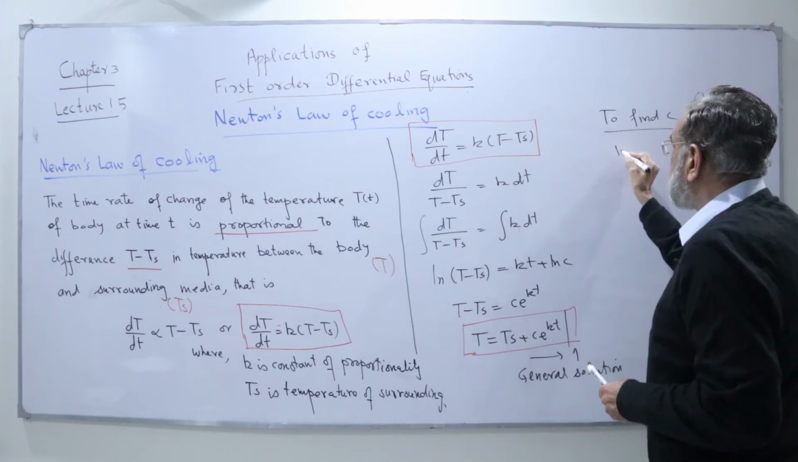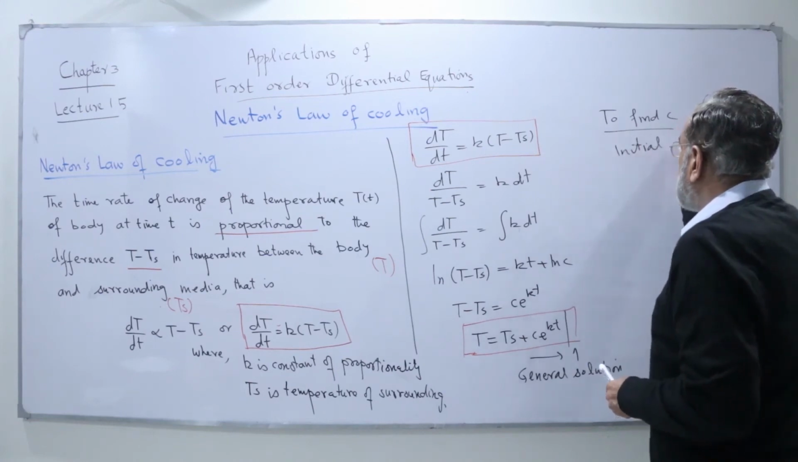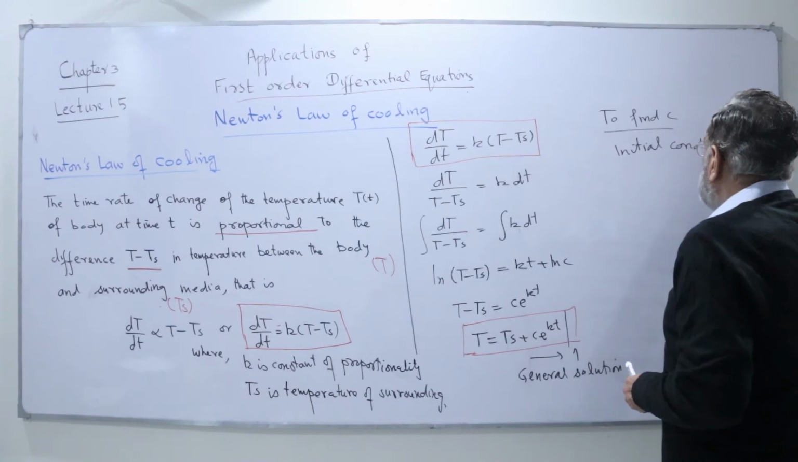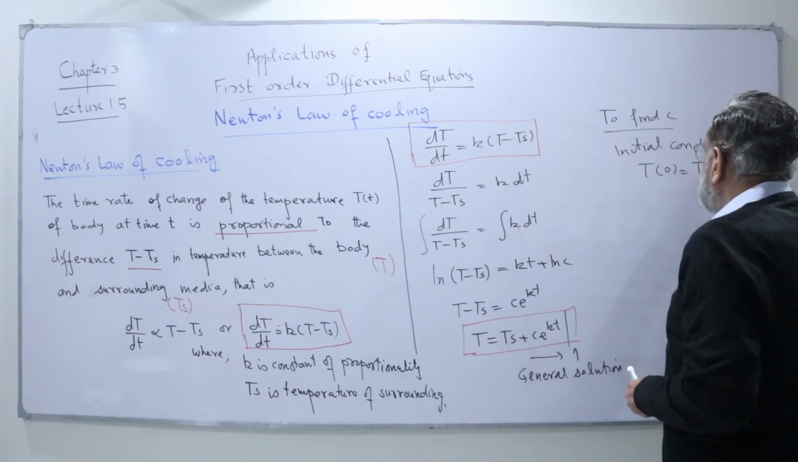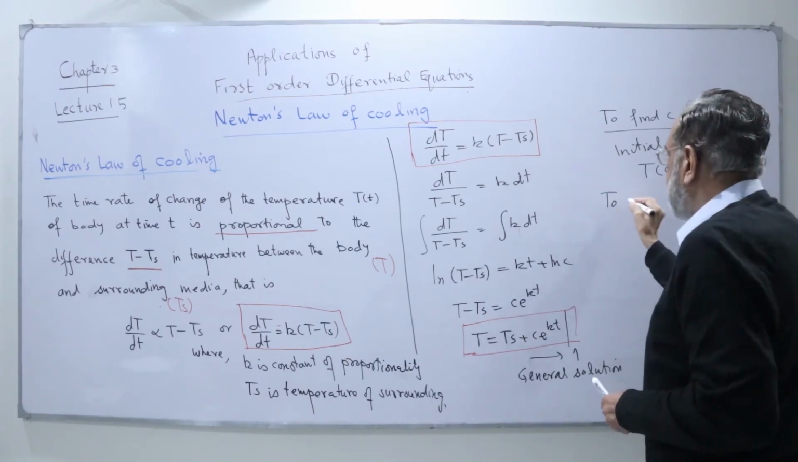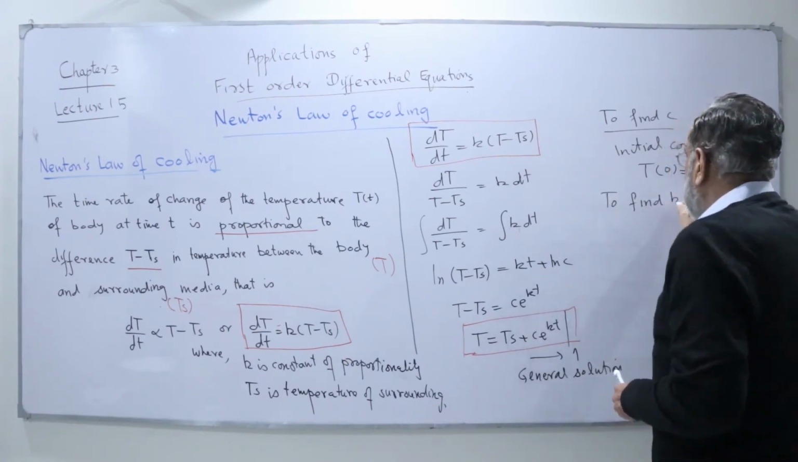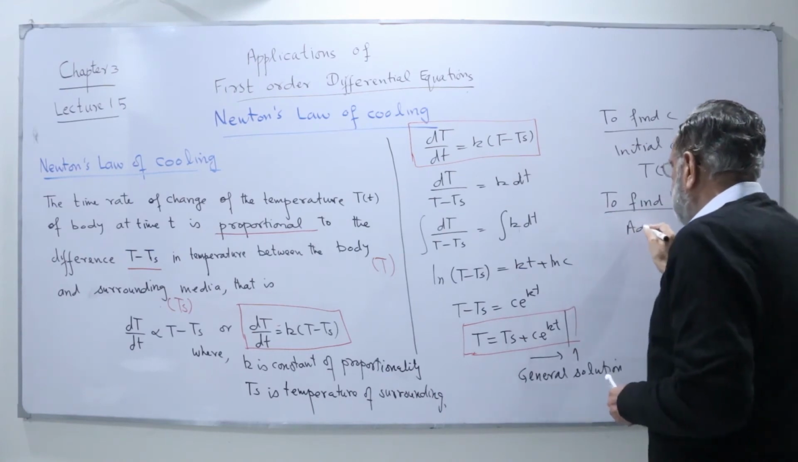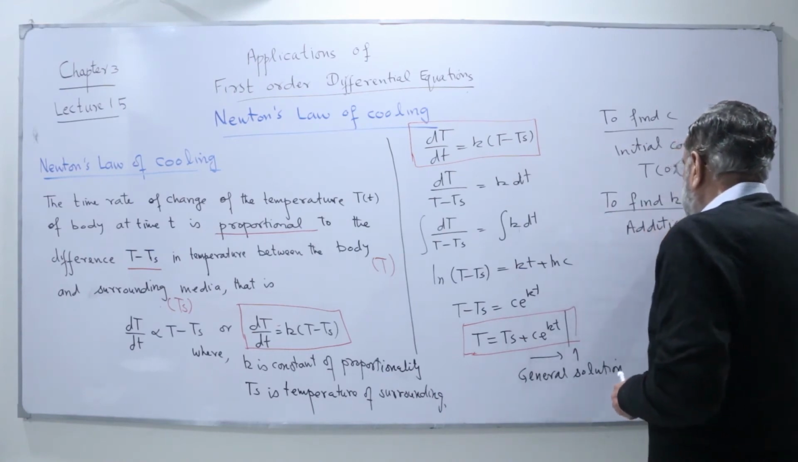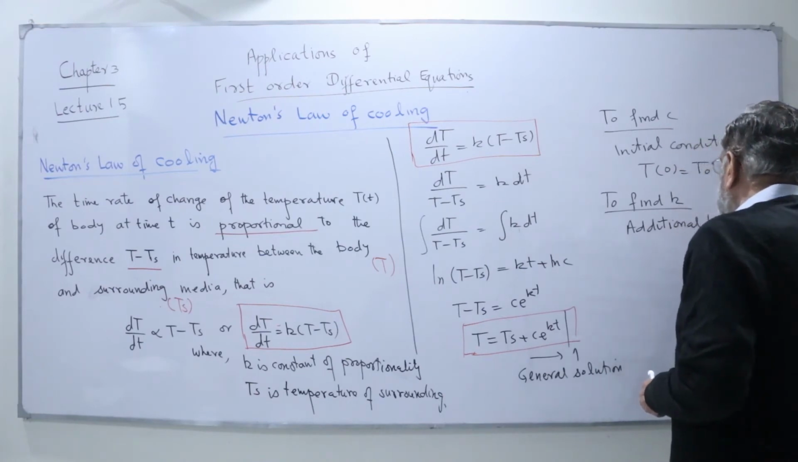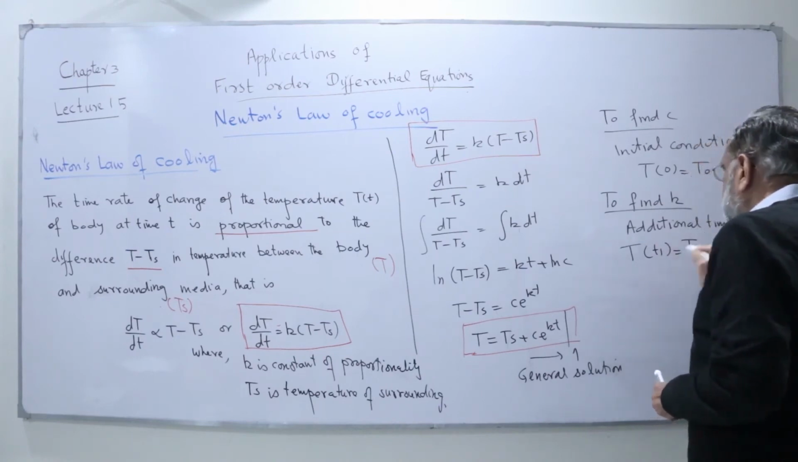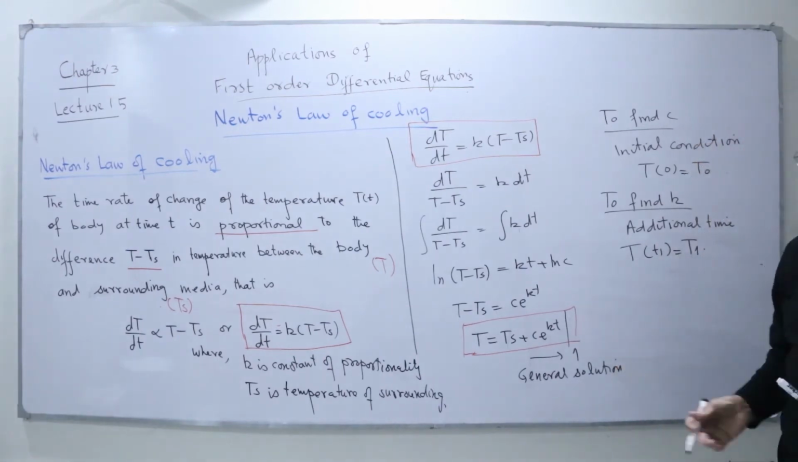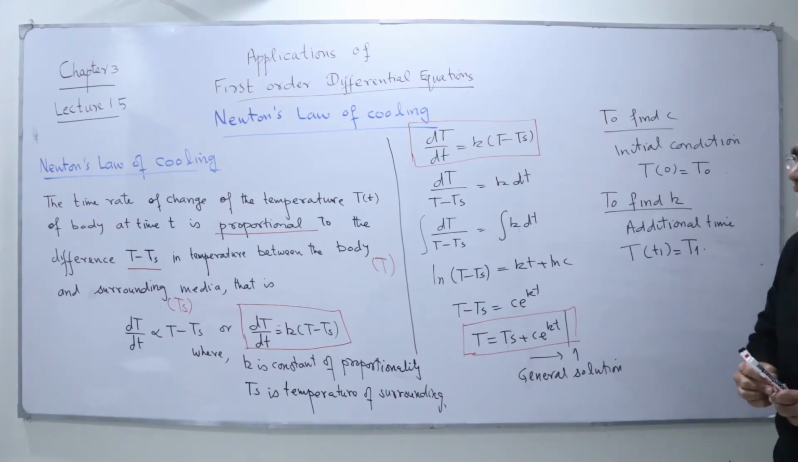To find C, we need the initial condition. My initial condition is T at time t equal to 0 is equal to T0. To find K, I need an additional condition, one more condition, at any time t1, where the temperature is T1. So this will give me the complete solution. I will give you an example and explain with its help how I apply Newton's law of cooling to predict our solution.